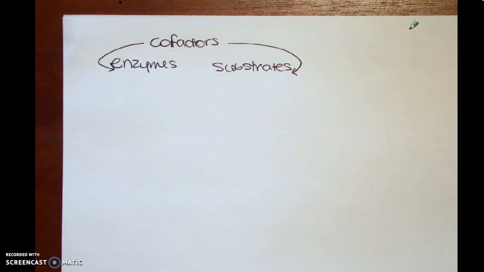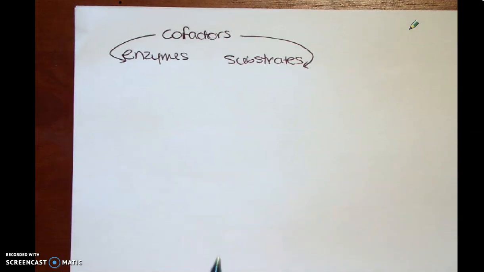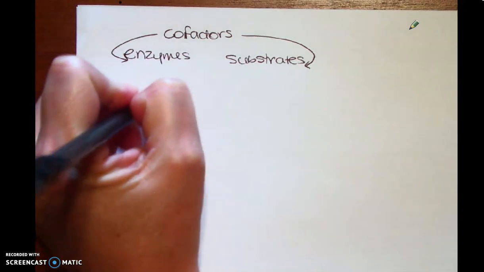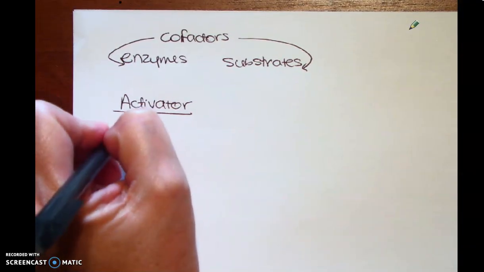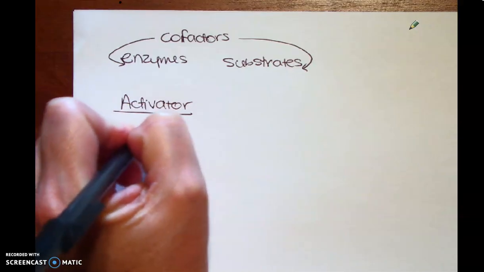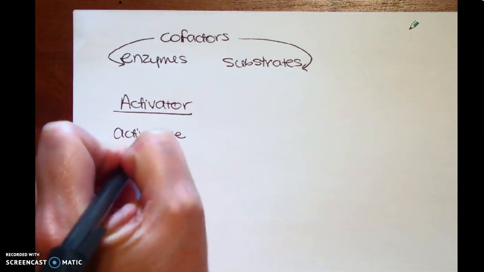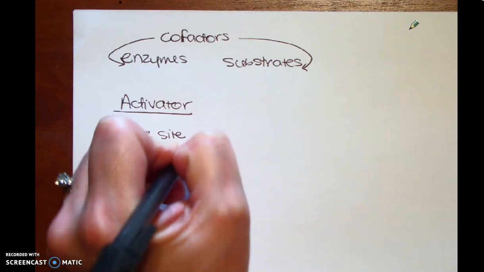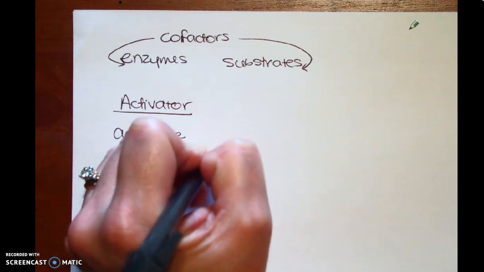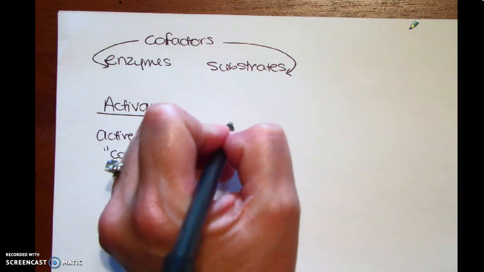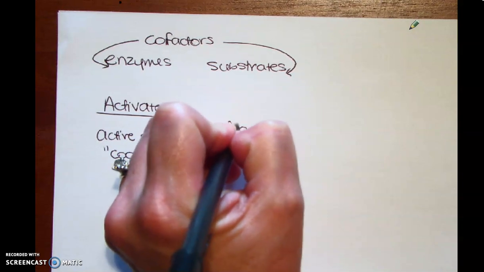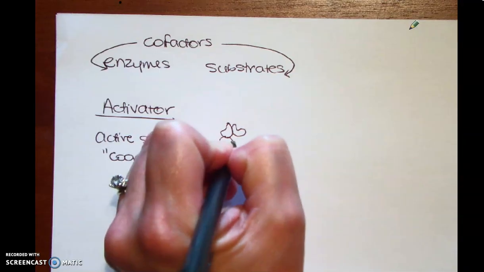The next one says, I can explain how activators can affect enzyme function. Activators are going to bind to one of two places. An activator can bind to the active site. This is called cooperativity. Cooperativity, because they're cooperating, because what happens is you have these enzymes here and they're kind of, I don't want to say hooked together, but kind of hooked together.